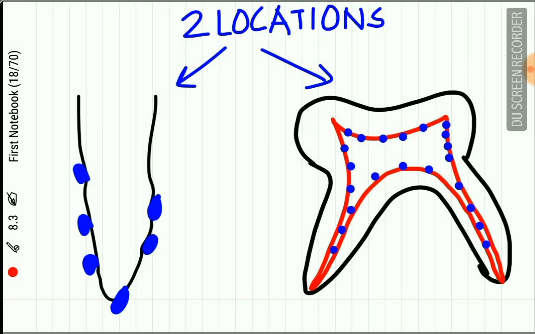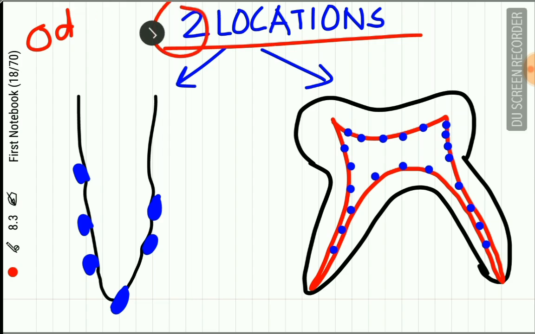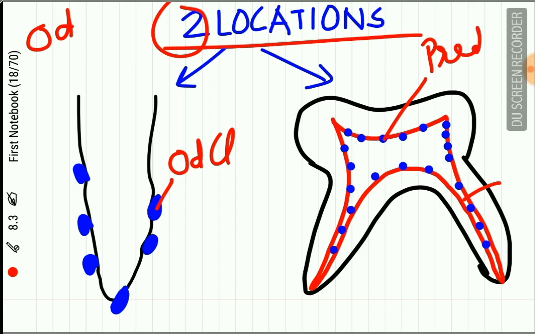Hope this is clear. Now, what is the location of odontoclasts in the resorbing tooth? There are two locations. Firstly, on the surface of the root. On the surface of the root, you can see numerous odontoclasts. And the second location is in the pulp chamber and the root canal of the resorbing teeth. In the pulp chamber, these odontoclasts are in the predentine region.